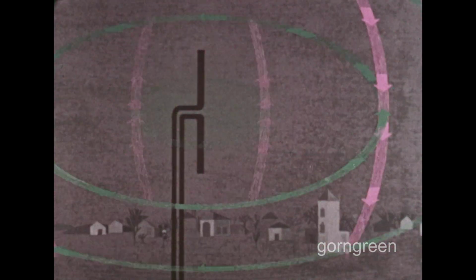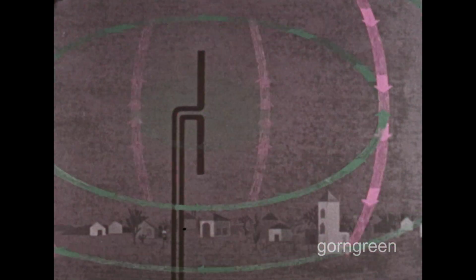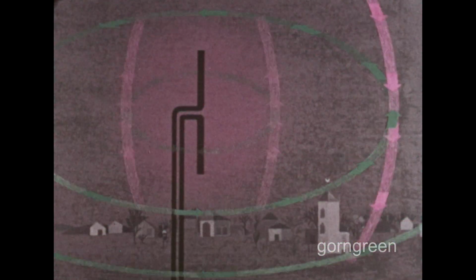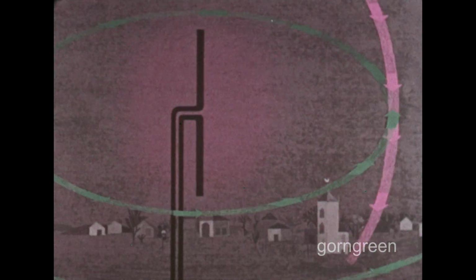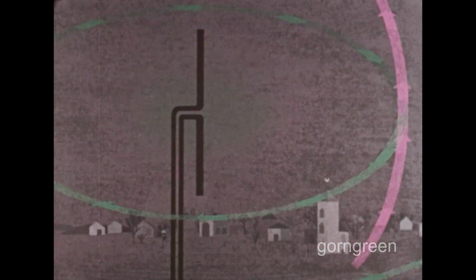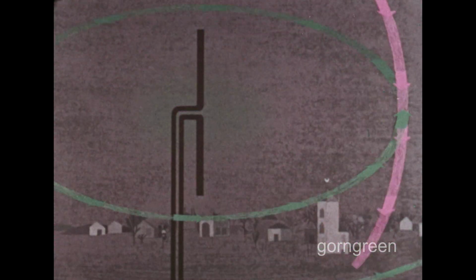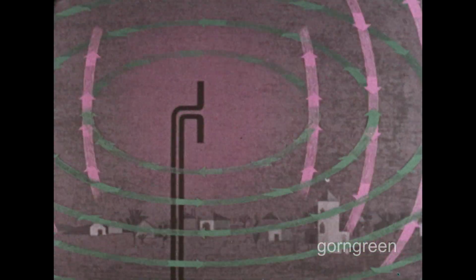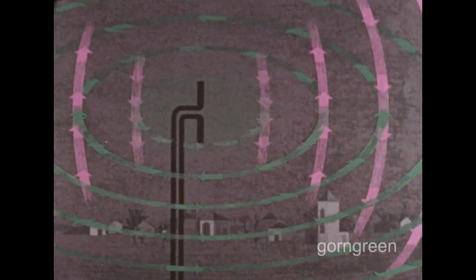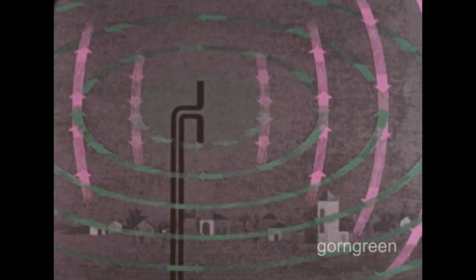The dipole's tuning is determined by its size. For a lower frequency, a longer dipole is required. For a higher frequency, a shorter dipole. So much for what happens close to the dipole. But what happens at a greater distance?